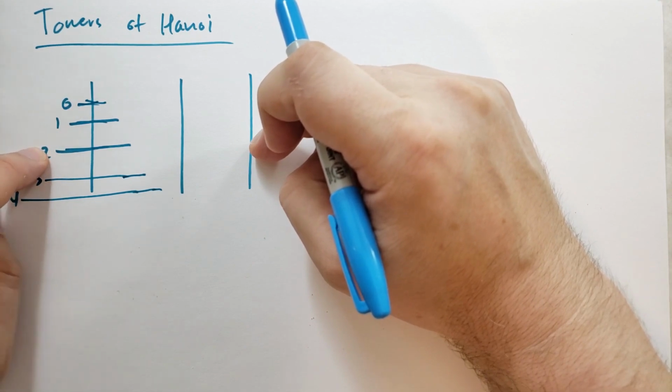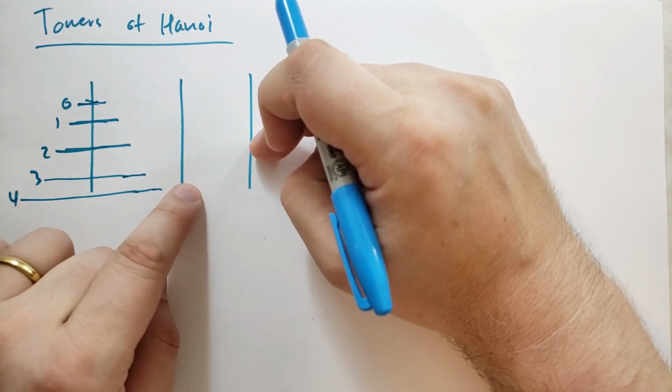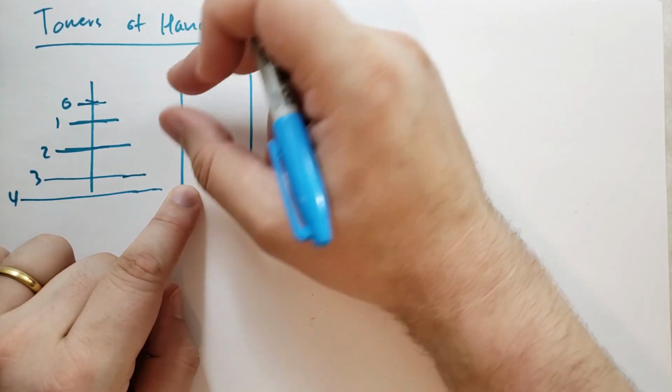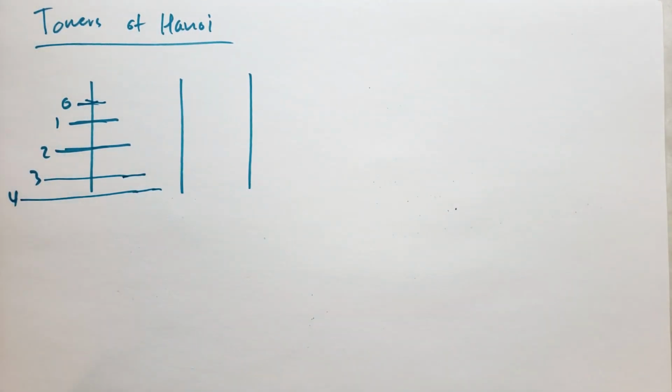Now I can move this middle stack to here, so the 2 goes here, and same reasoning to bring the 0 and 1 over on top. Okay, so let's write this out in code. The code will look like this.